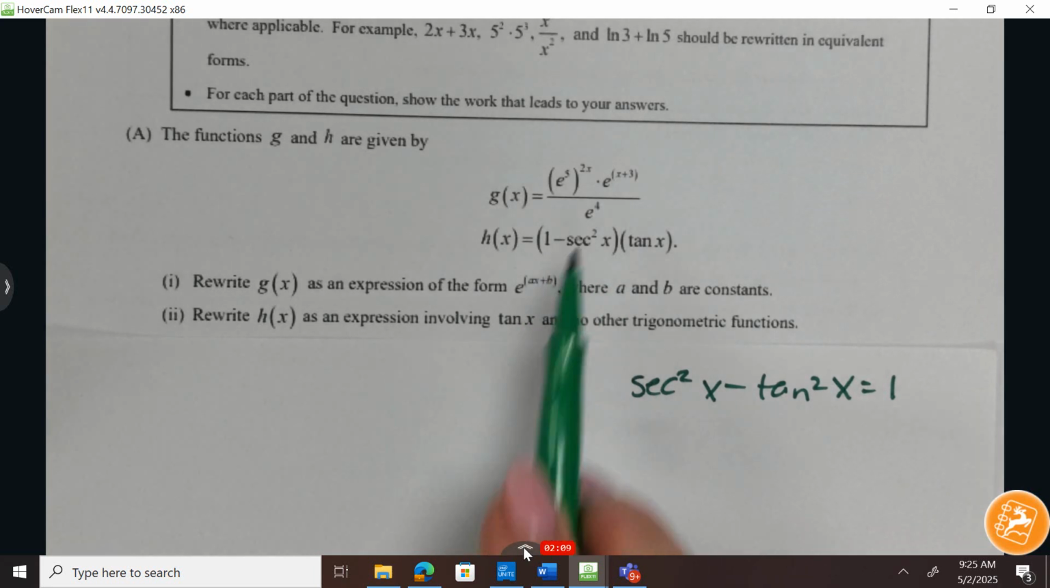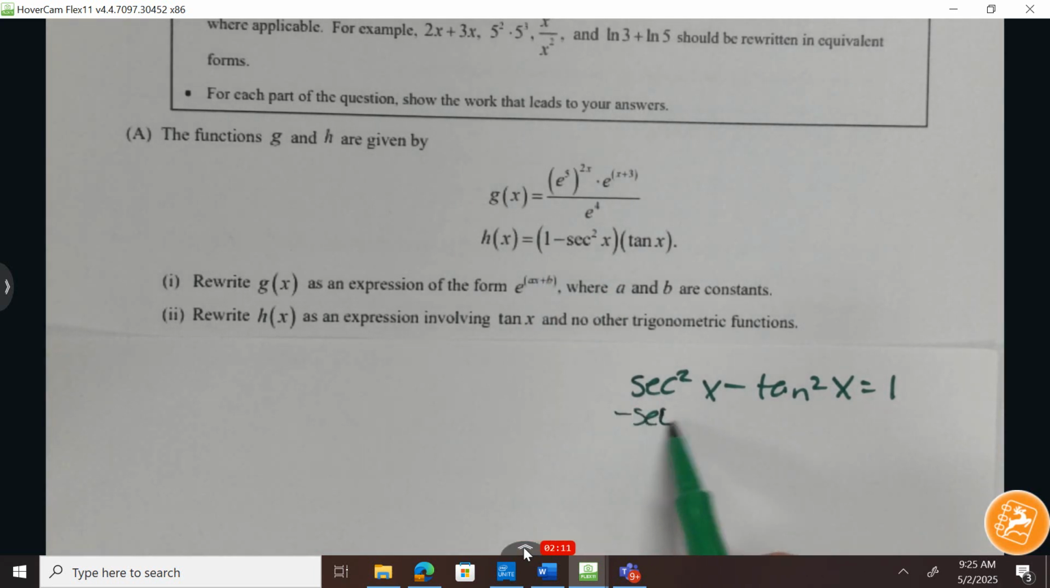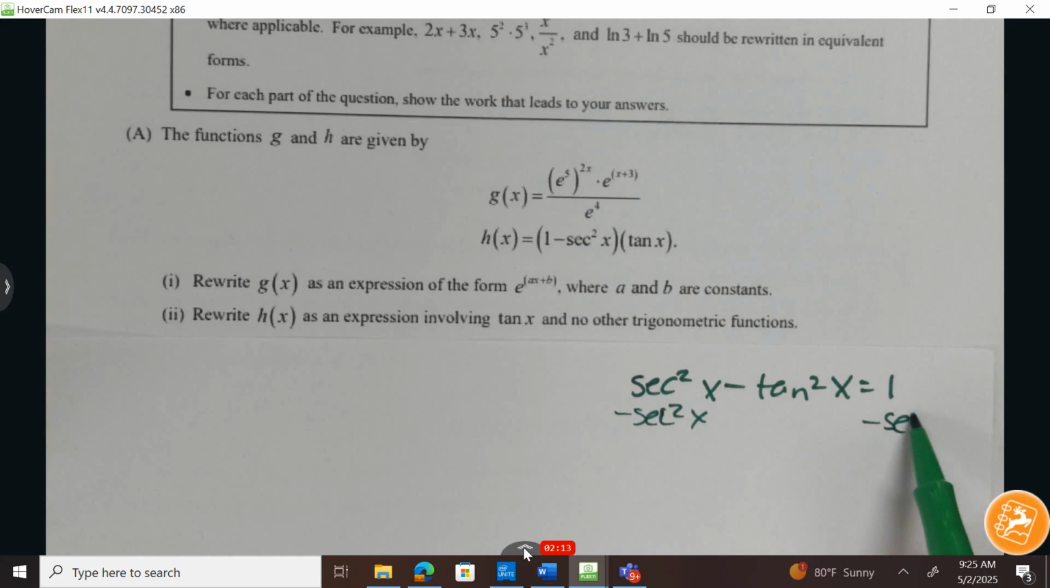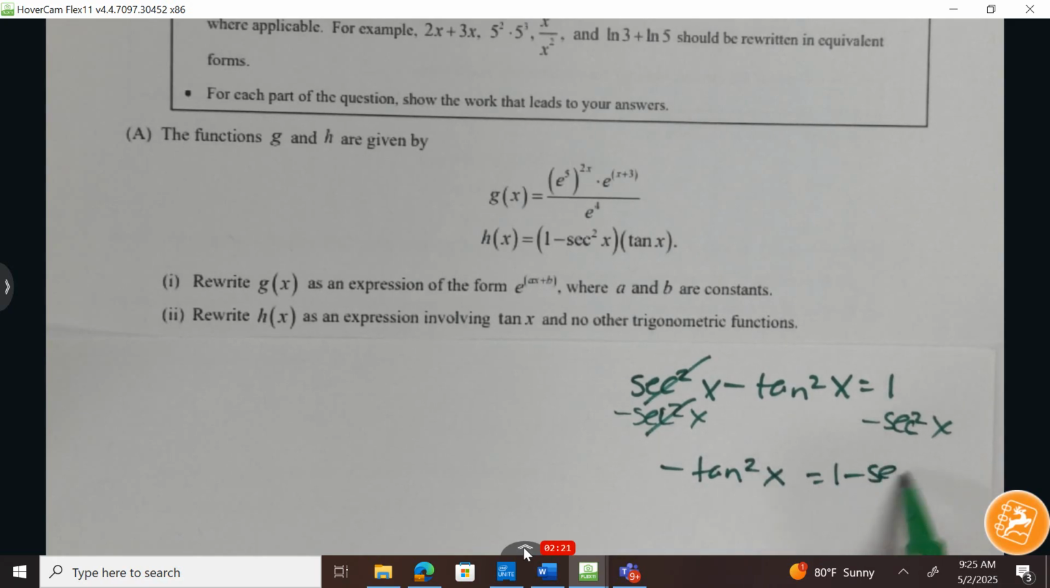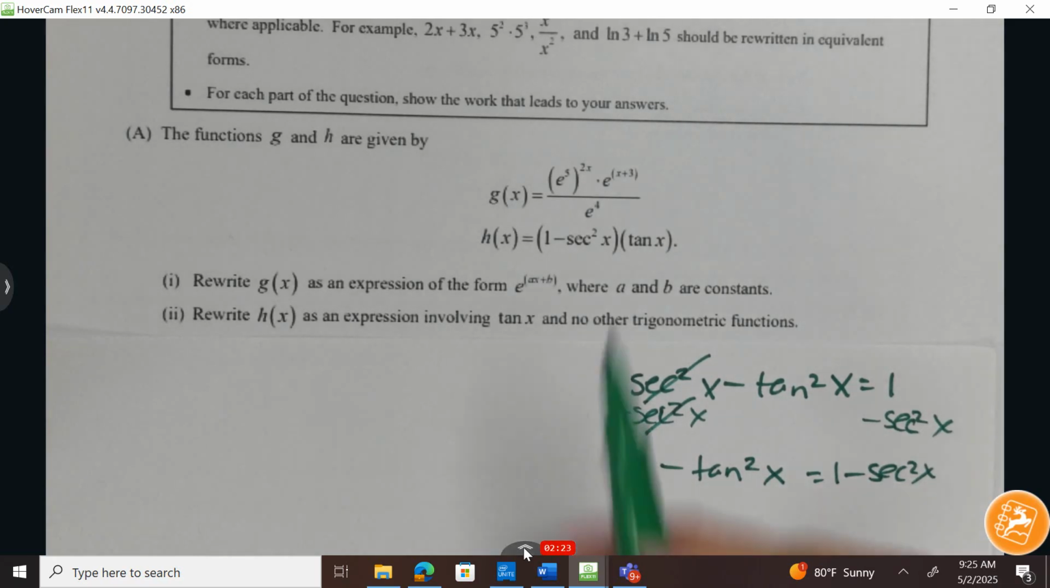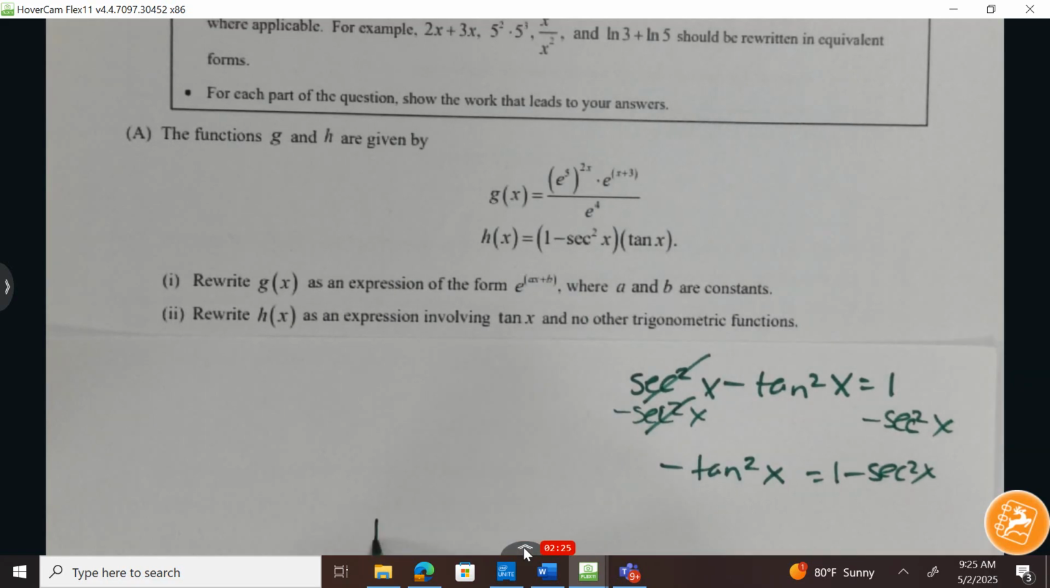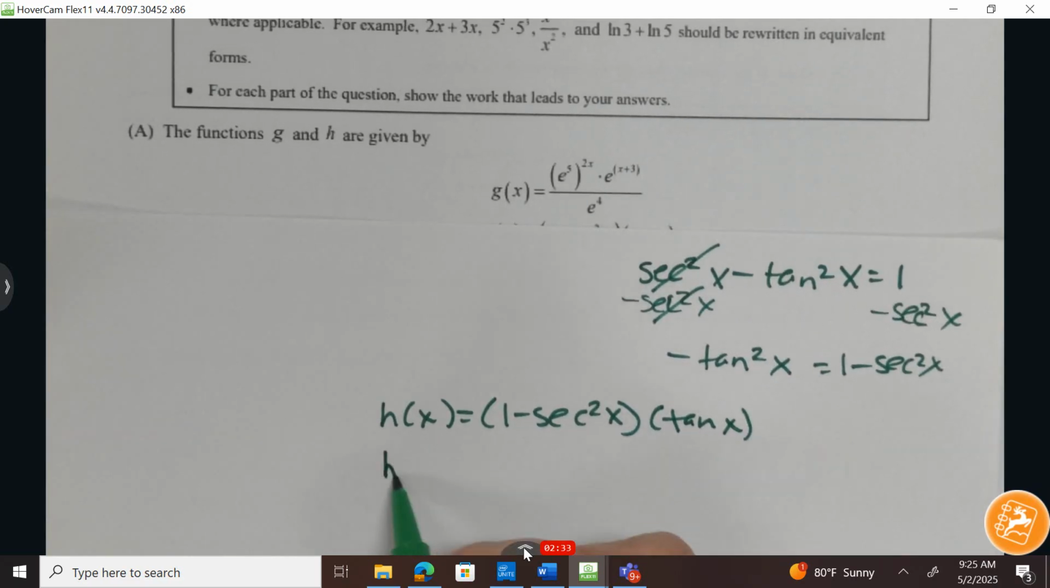Notice 1 subtract secant squared. So I'm going to subtract secant squared from both the left and right. It's important that the AP reader sees all of our work. So I have negative tangent squared x equals 1 minus secant squared. So in this position, I'm going to rewrite h of x, and I want the AP reader to not question my thought process in how I'm simplifying this.